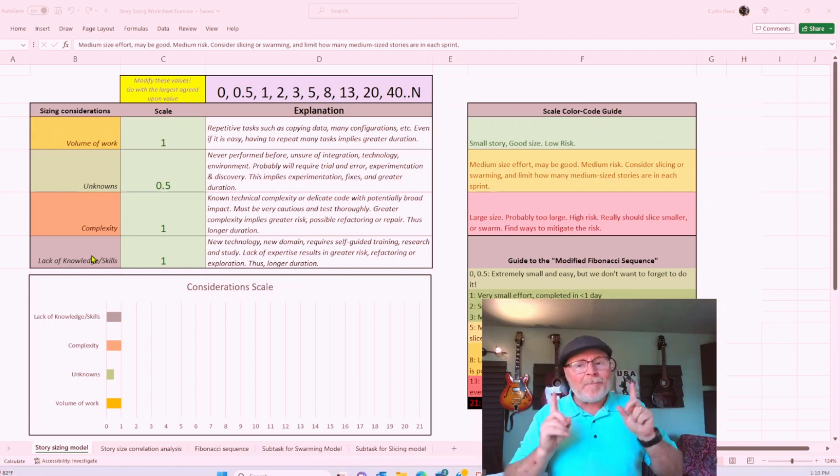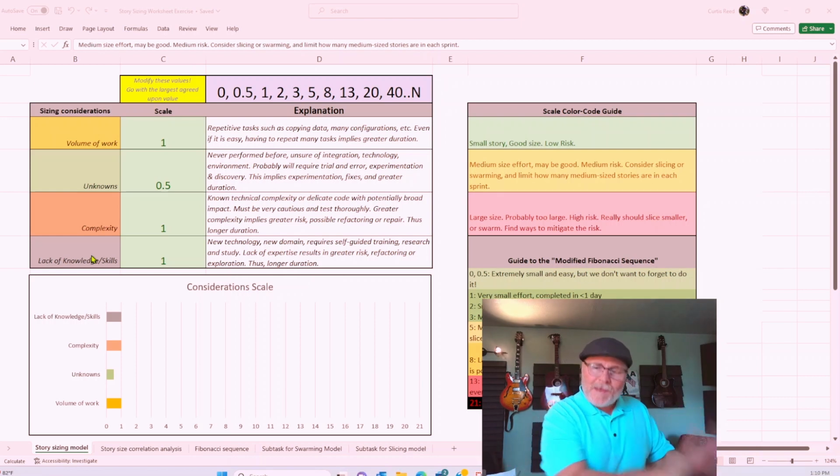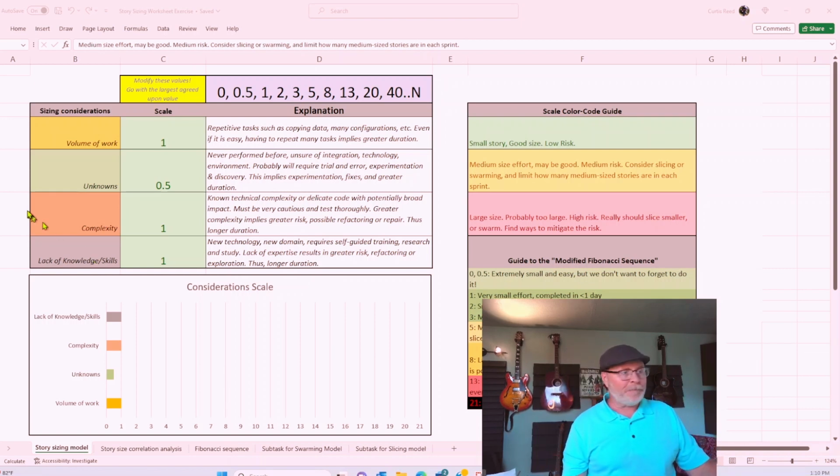So story points are a proxy for duration, but we use them so we don't think about duration when we get started. We think about these other things, which are easier to understand. Is it simple but repetitive? Are there unknowns that could cause us trouble? Is there complexity that we're aware of that could cause us risk and difficulties? Or are we lacking specific knowledge and skills? And volume, unknowns, complexity, lack of knowledge, the V.U.C.K. factor, that's what I call it. Here's where you can add in your little points.